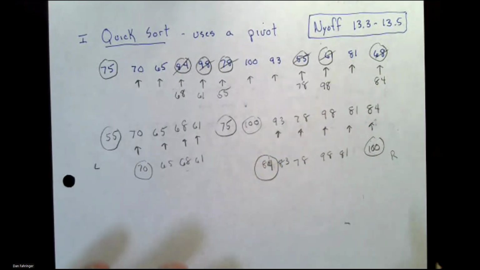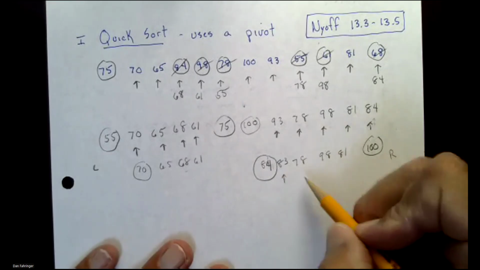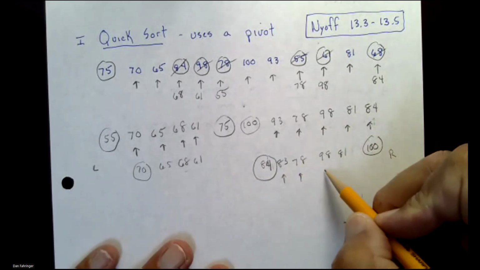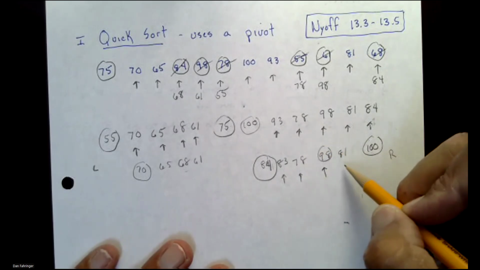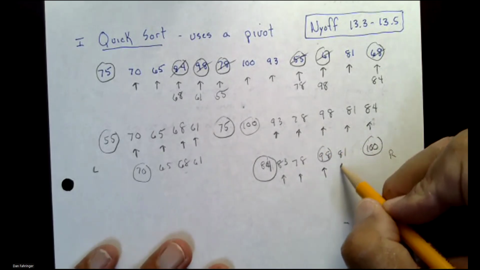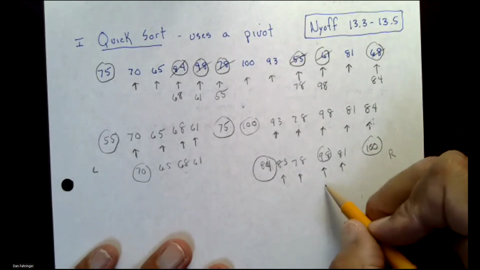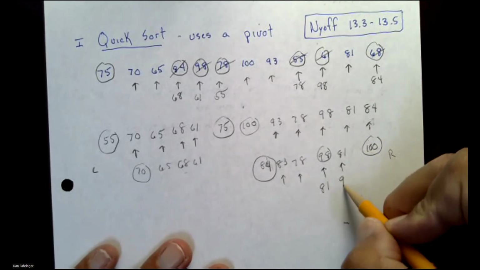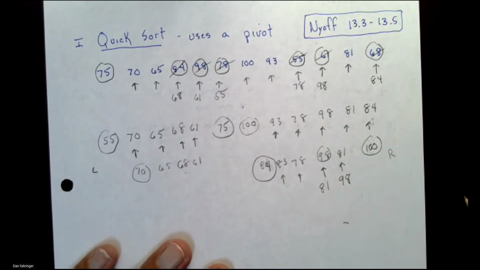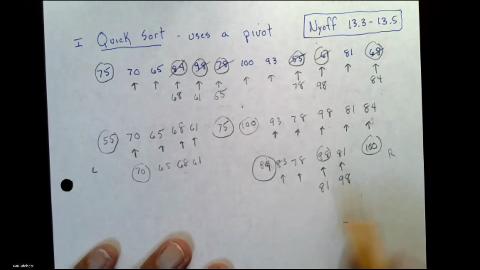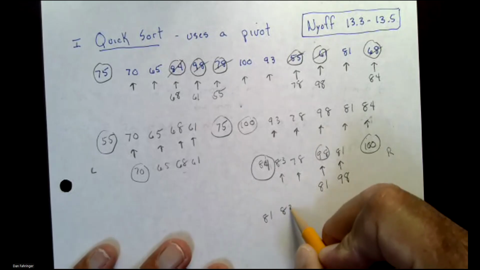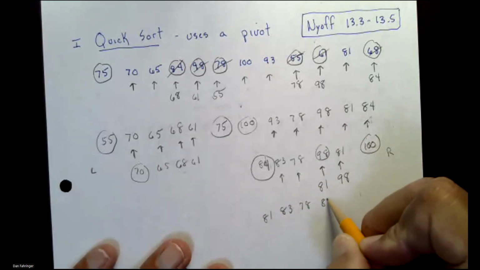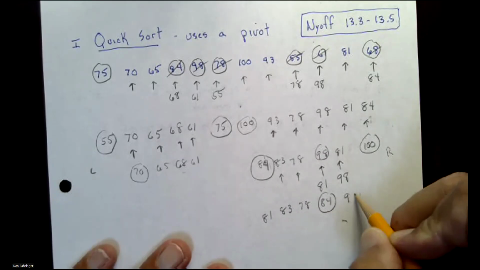84. Is it less than? Yes. Is it less than? Yes. Is it less than? No. Is it greater than? No. So these two swap, 81, 98. Now 84 and 81 swap. So this becomes 81, 93, 78, 84, which is in the right spot, and 98.